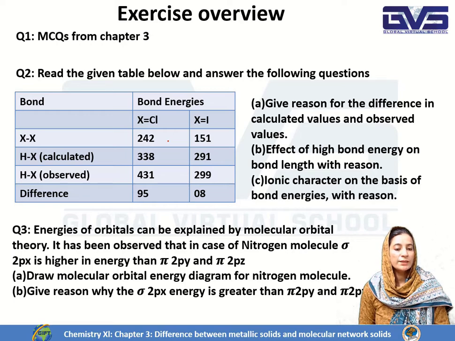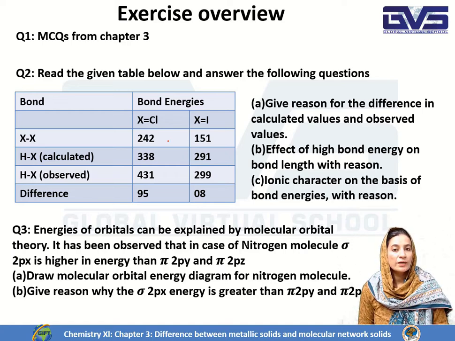Question 3: the energies of the orbitals can be explained by molecular orbital theory. Yes, we have discussed this in the topic of molecular orbital theory. It has been observed that in the case of the nitrogen molecule, sigma 2px is higher in energy than pi 2py and pi 2pz. As told there, the energy difference between 2s and 2px is lower. As a result, they intermix to form hybrid orbitals. P orbitals attain s character, and s orbitals attain p character. So sigma 2px becomes a little unstable and at higher energy, while pi 2py and pi 2pz got the s character, so they are at a little lower energy.